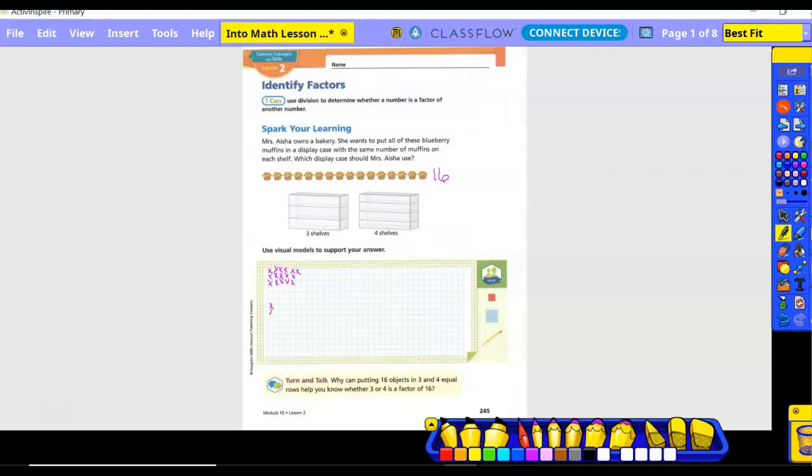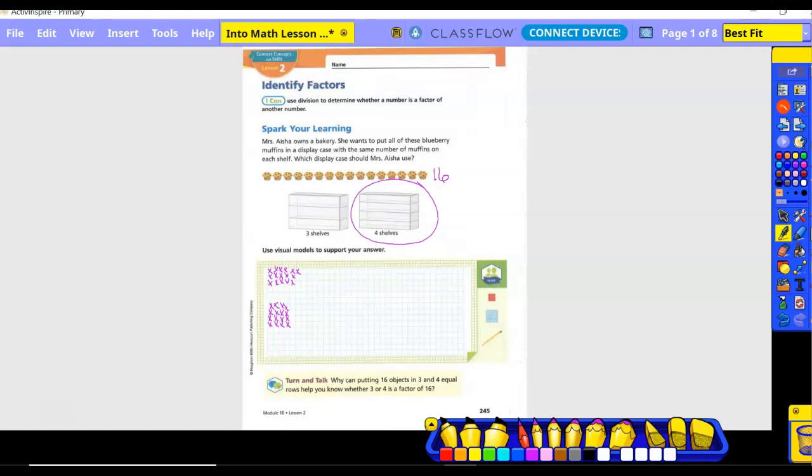So 1, 2, 3, 4, 5, 6, 7, 8, 9, 10, 11, 12, 13, 14, 15, 16. Does that give us an equal amount? Yes. Okay, so which shelves would work better, the 3 shelves or the 4 shelves? 4. Okay, now, without drawing a picture like that or an array like that, what could I also have done?